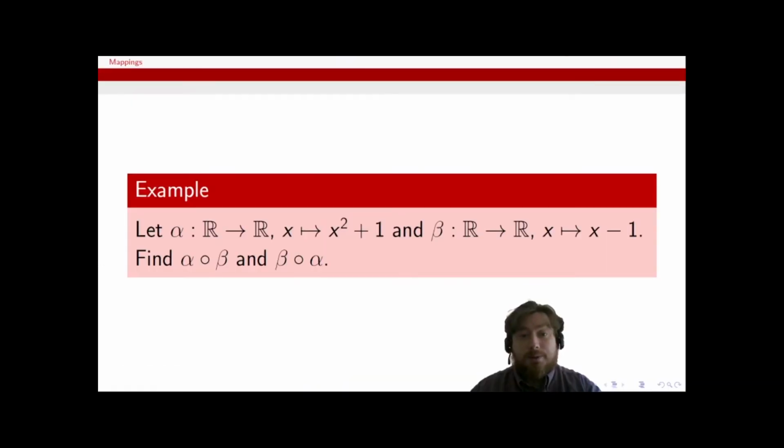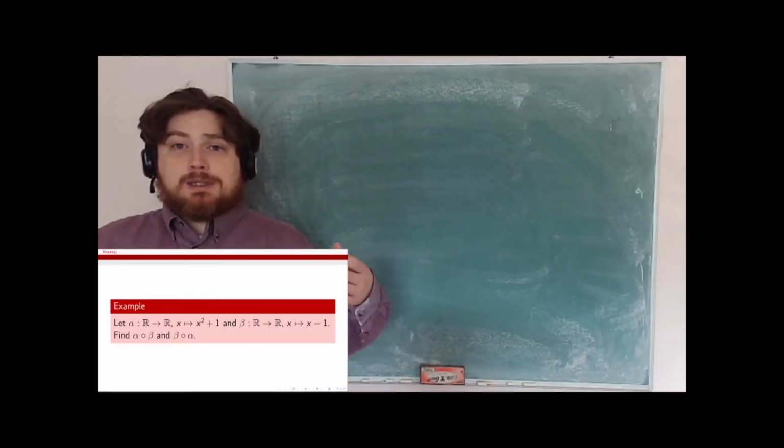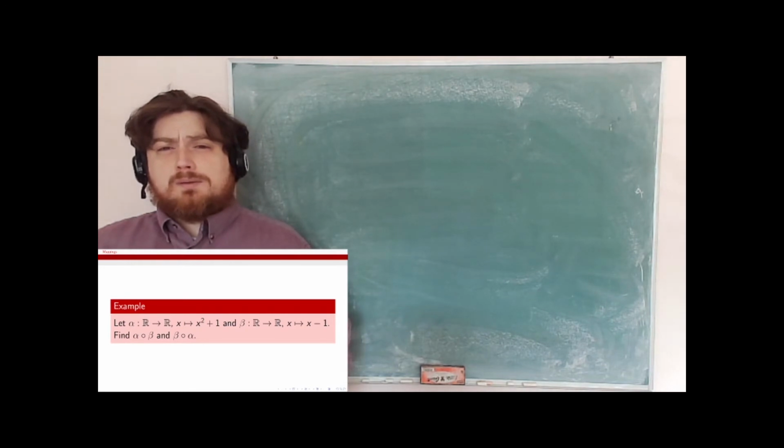So for another example now, we'll have alpha as a mapping from R to R, and beta as a mapping from R to R. And here again, we'll find alpha of beta and beta of alpha. So now we're going to find another composition, where we're dealing with mappings that are not defined just by what goes to what, but rather defined by function notation.